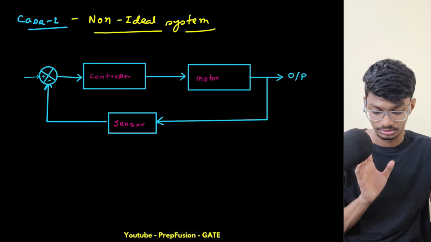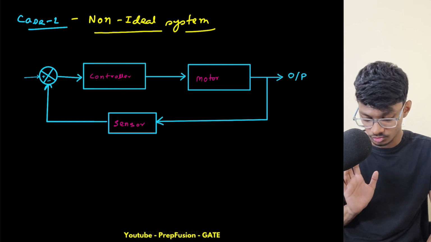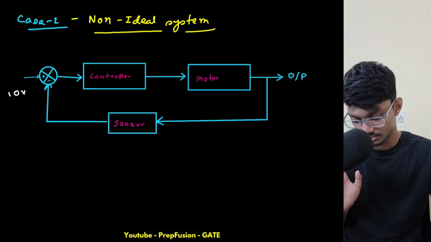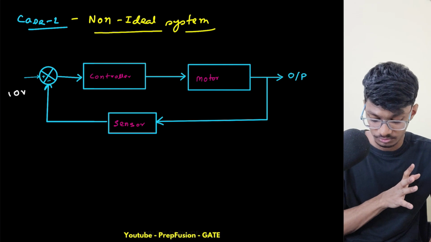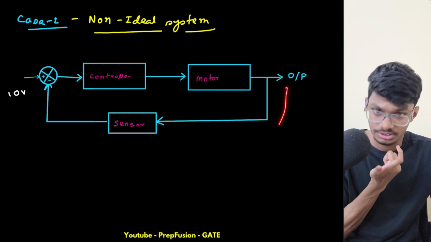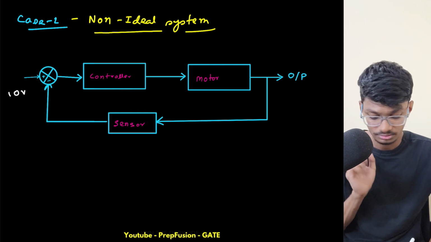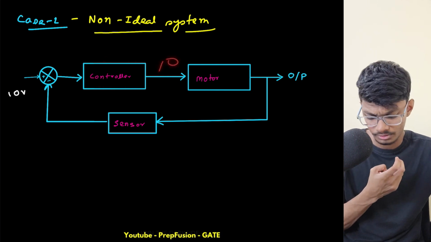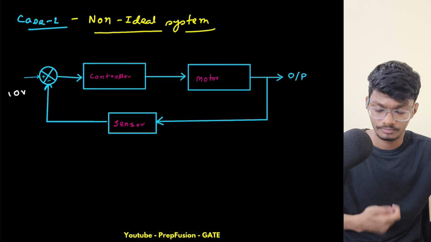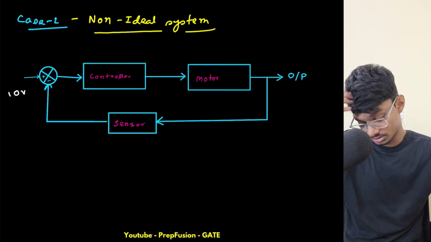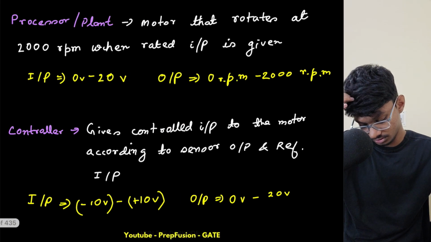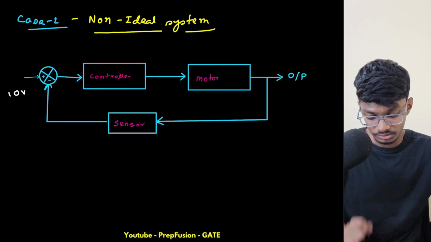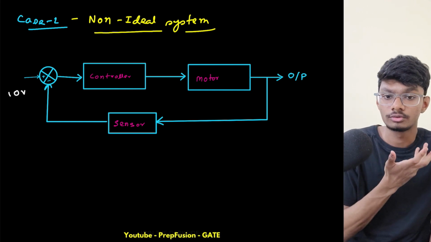Now let's understand what will happen here. I am giving it a reference input of 10 volts. Initially, the output was 0. So the sensor is giving me 0, the reference is 10, and the controller will give some output. Sorry, this is 10, so this will give me 20, the maximum controller output. So if this gives me 20, the motor will try to go to 2000 RPM.